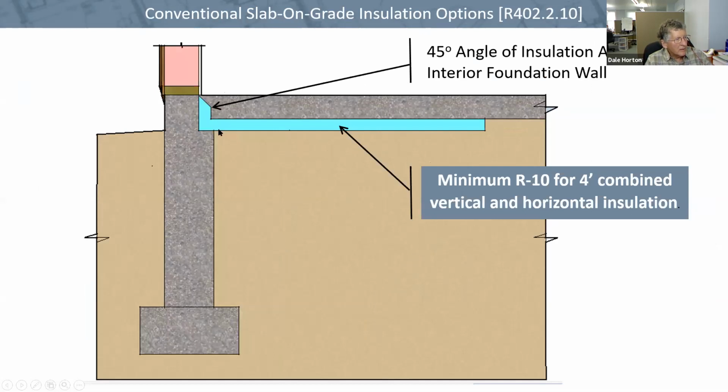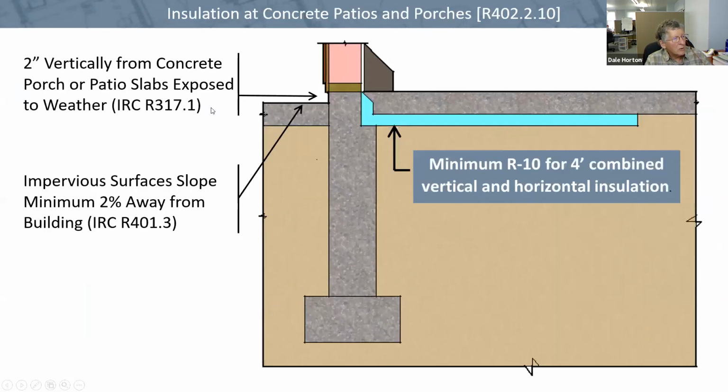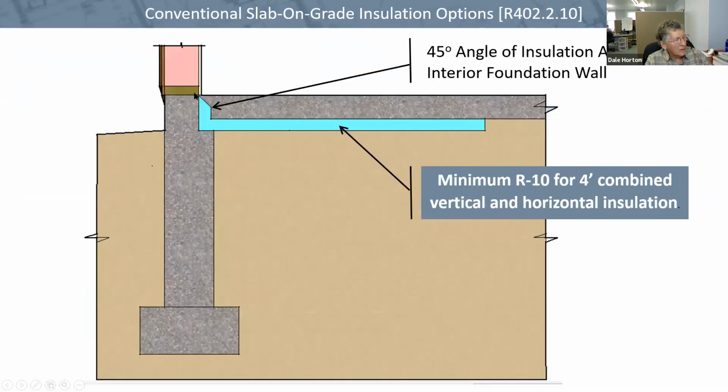On the interior, if you want to place the insulation under the slab, you're allowed, if you'd like, to have a 45-degree angle so that you don't have the insulation exposed at the floor near the wall. But again, the requirement is R10 for 4 feet vertical and horizontal.